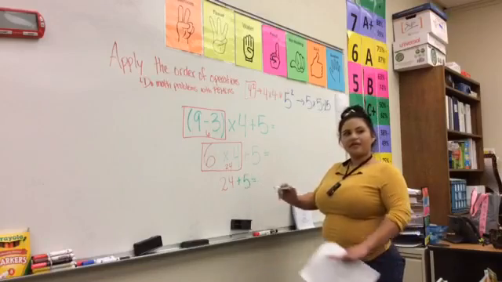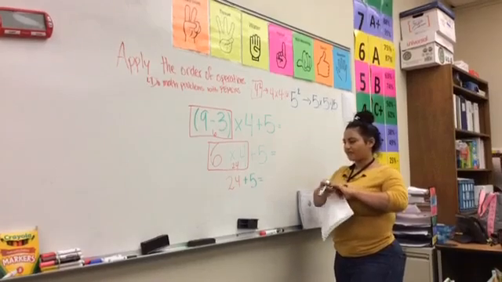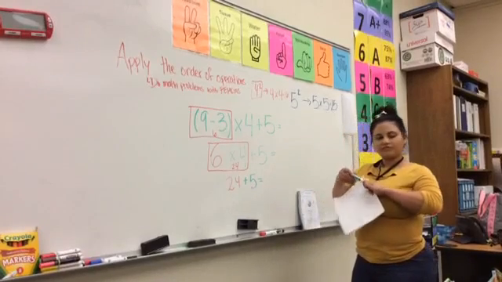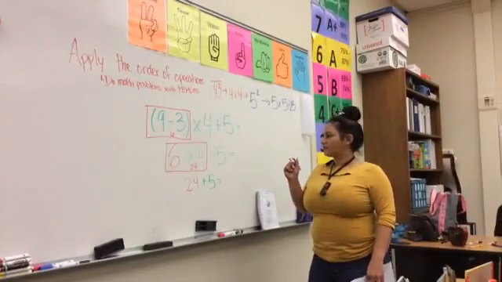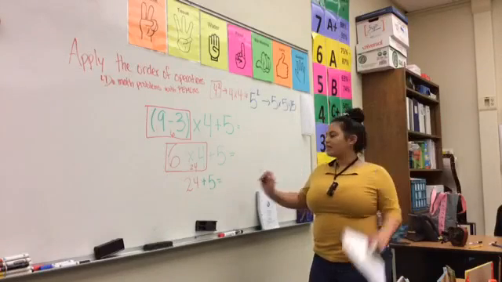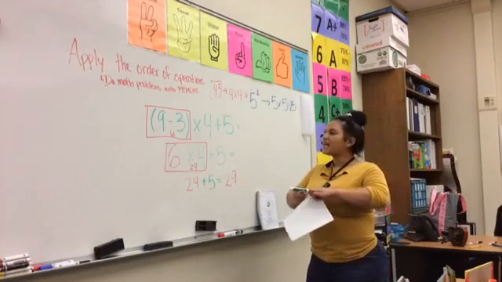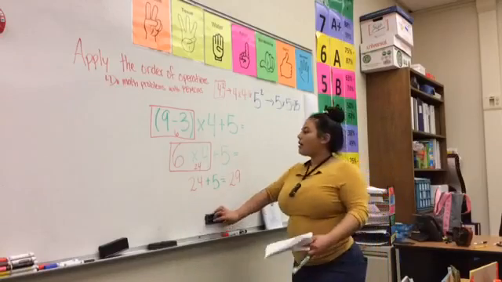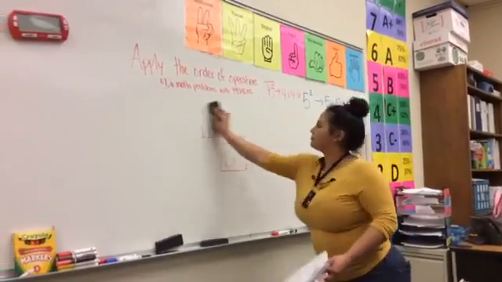Okay. Leslie, what is 24 plus 5? 25. Not 25. 29. So my answer is what? 29.